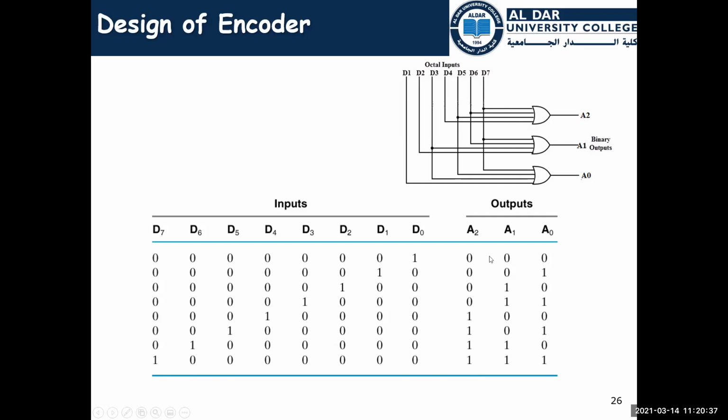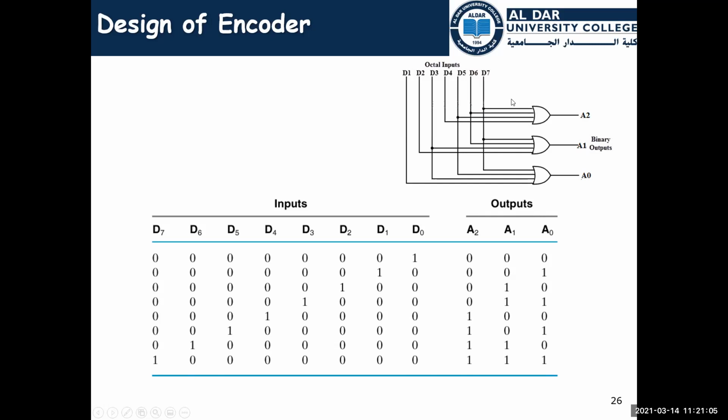So A2 is represented by what? These four: 4, 5, 6, 7. Okay, just remember them, 4 5 6 7. We go up here to A2, and we will see that it's 4 5 6 7.